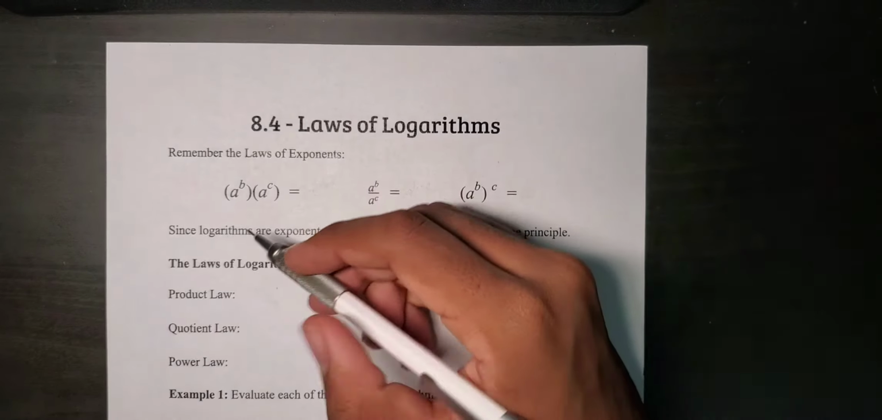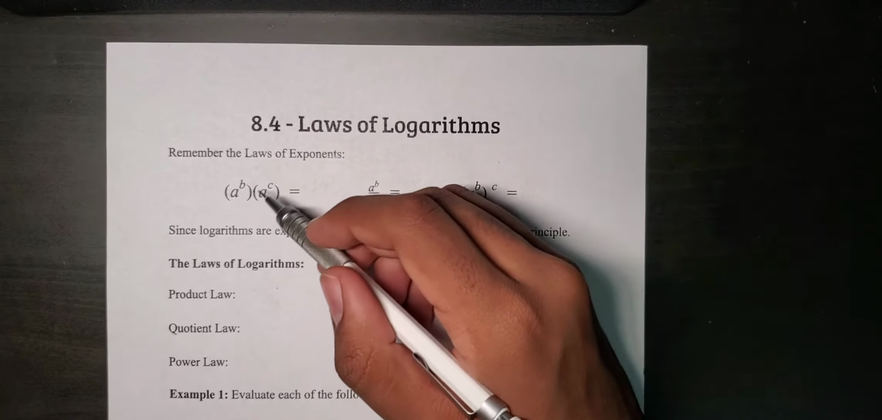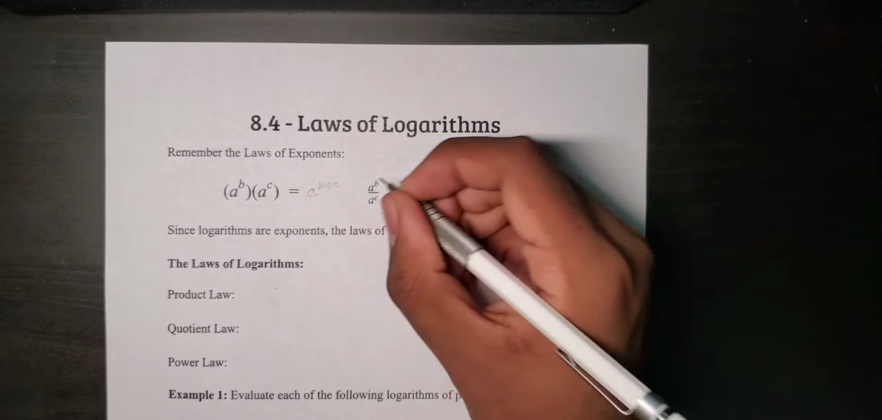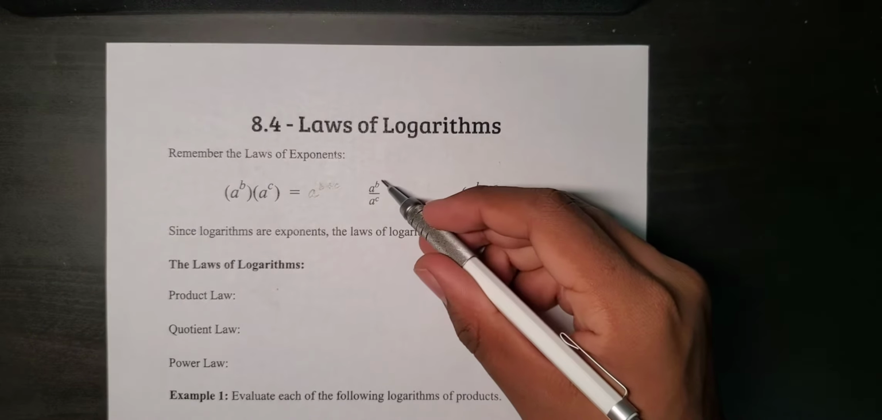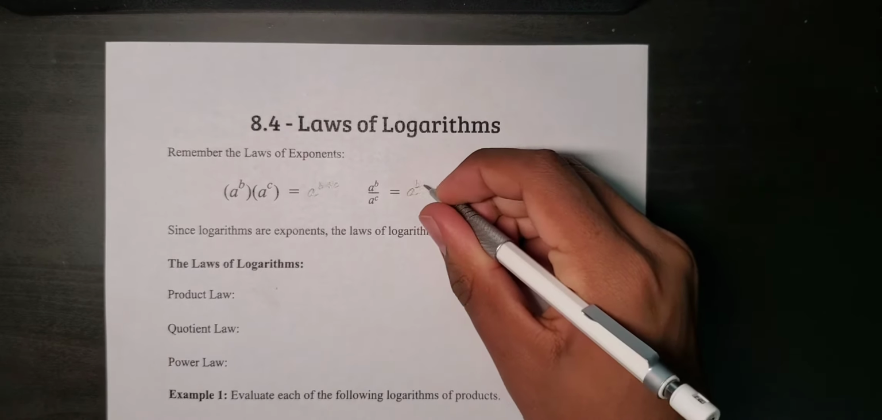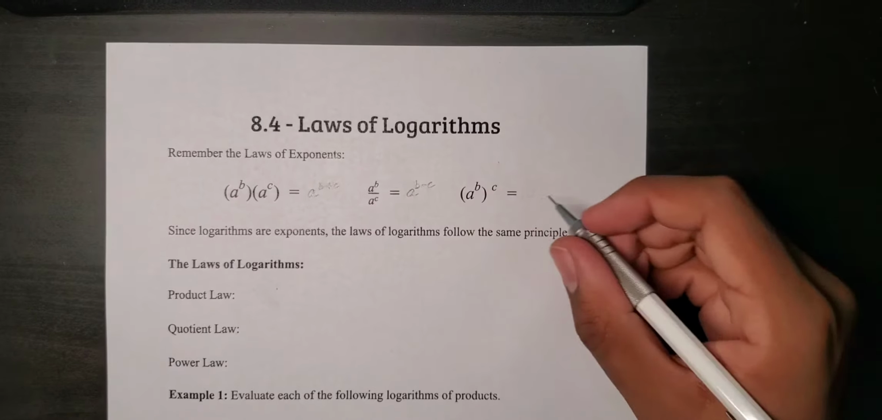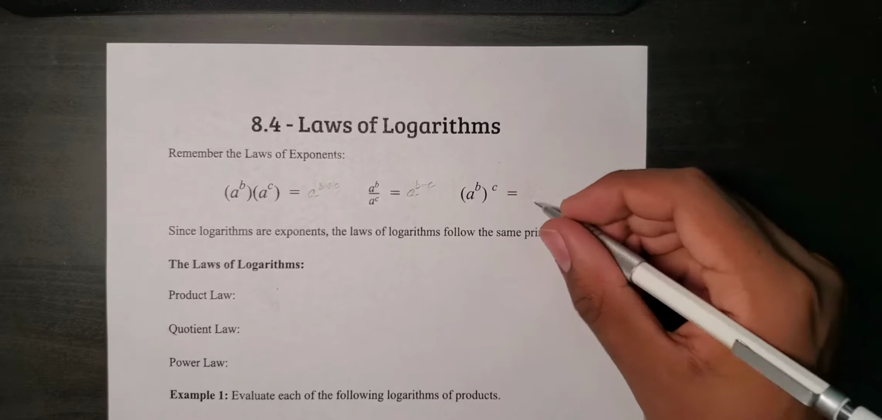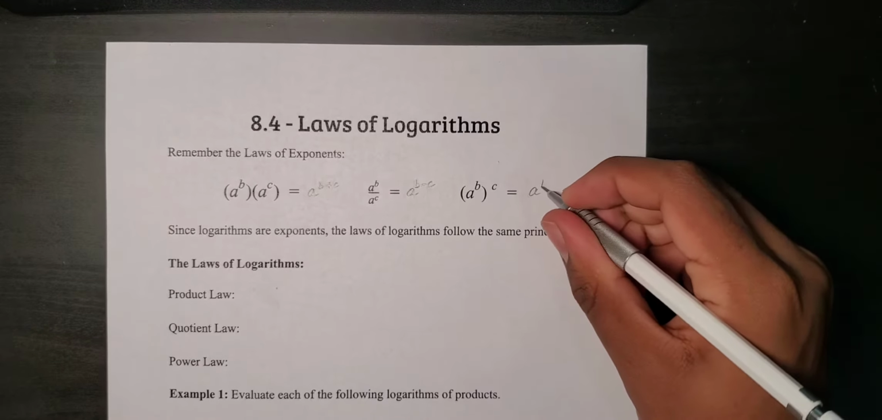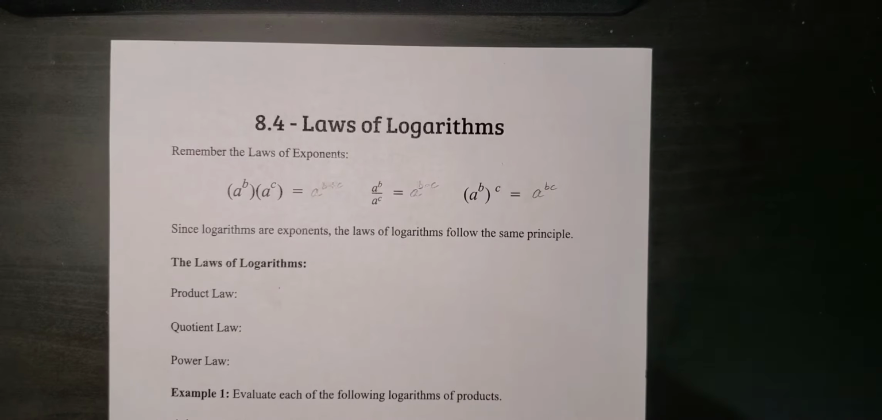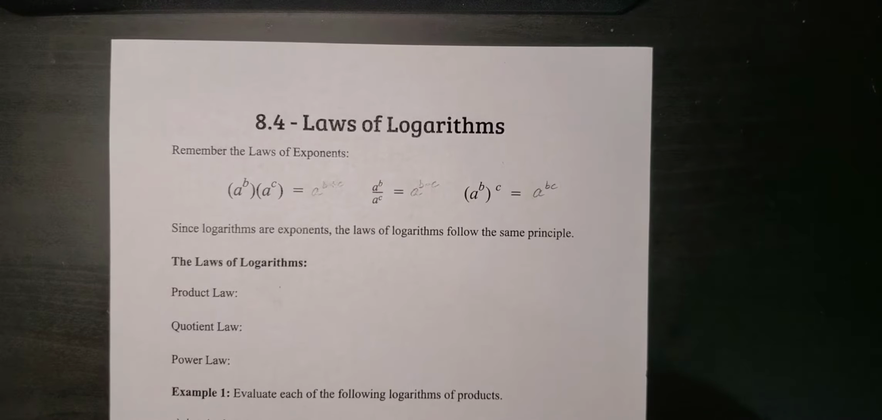In this case, a to the power of b times a to the power of c is equivalent to a to the power of b plus c. And a to the power of b divided by a to the power of c is equivalent to a to the power of b minus c. And a to the power of b to the power of c is equivalent to a to the power of b times c. So since logarithms are exponents, the laws of logarithms follow the same principle.